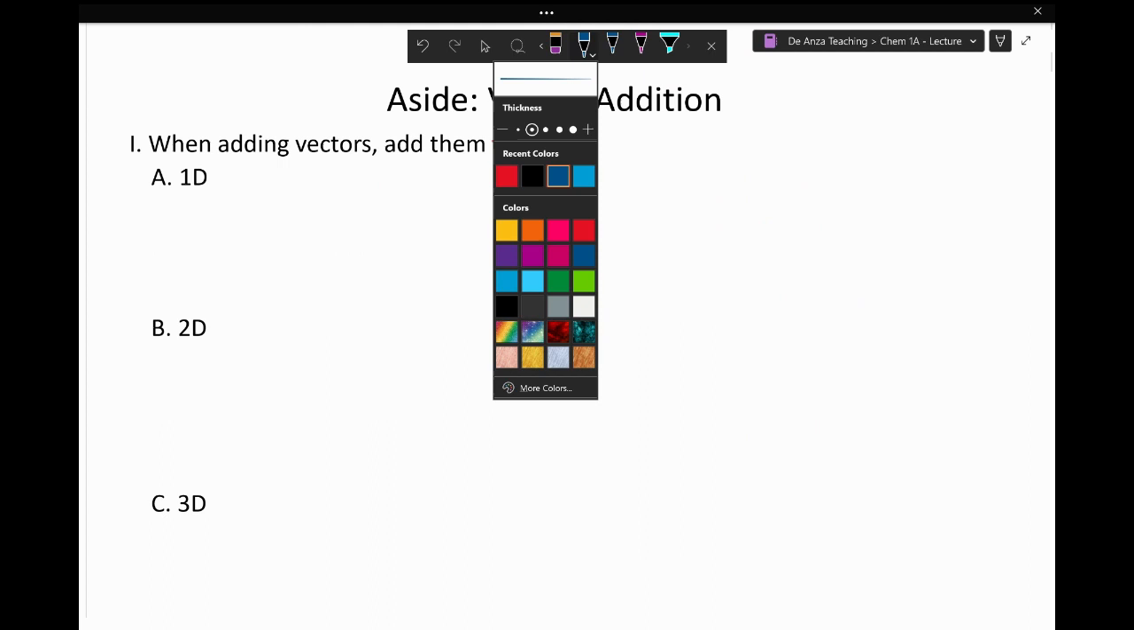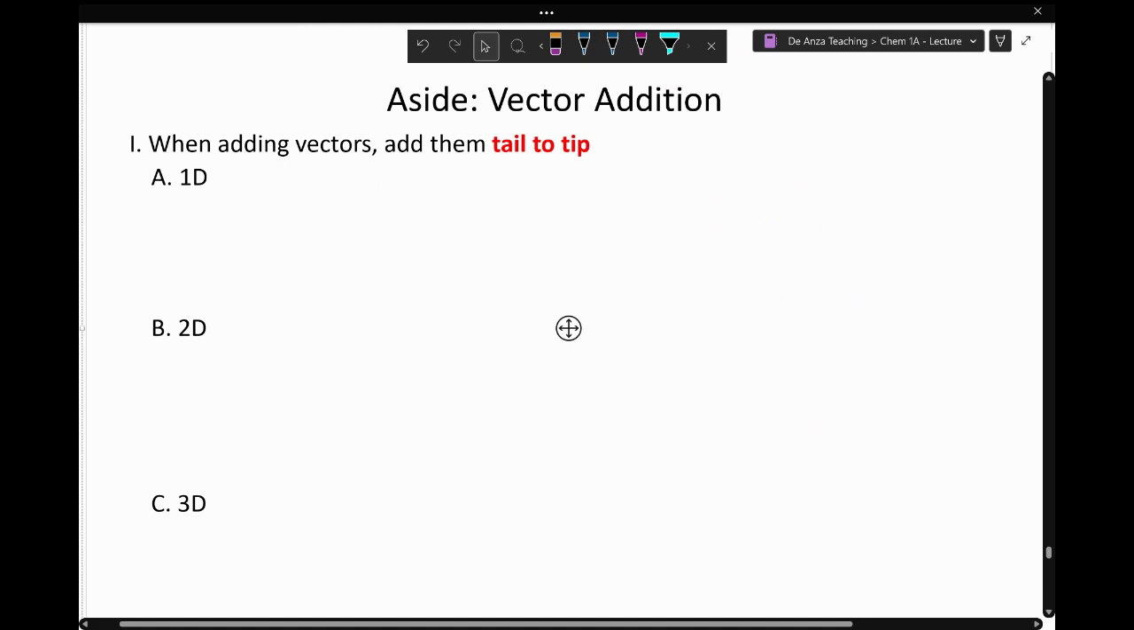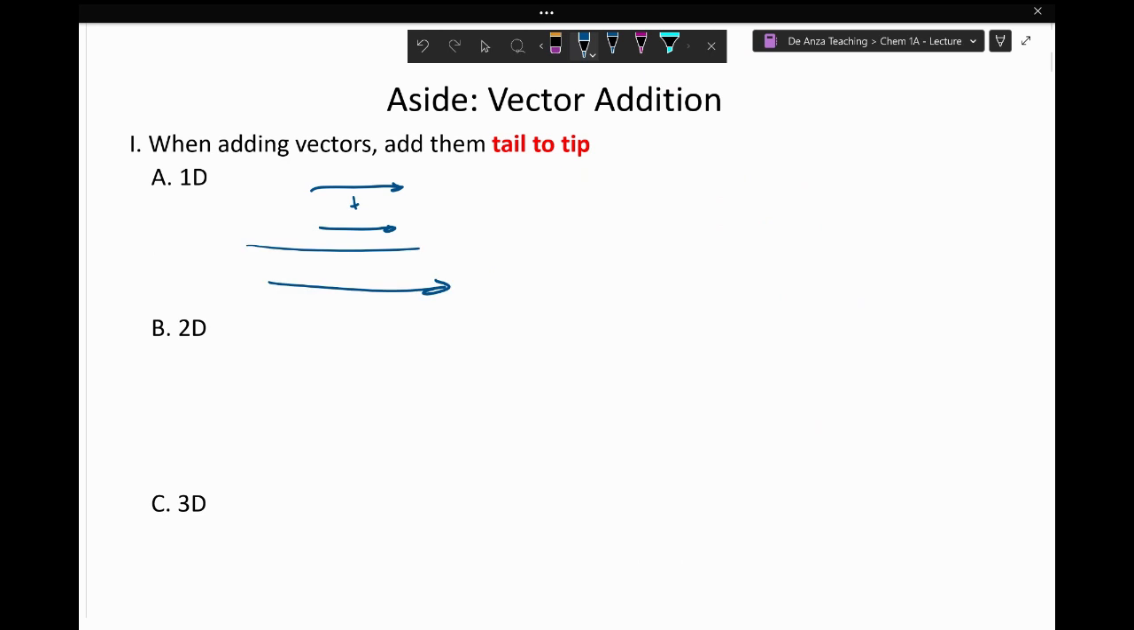And I have this as part of the post-it slide. So if you have a vector like this and a vector like this, their sum is just going to be a longer vector like this. If you have a vector like this and a vector like this, they add together to give you nothing. And then if you have a large vector like this and a small vector like this, the sum here is just a slightly shorter arrow.